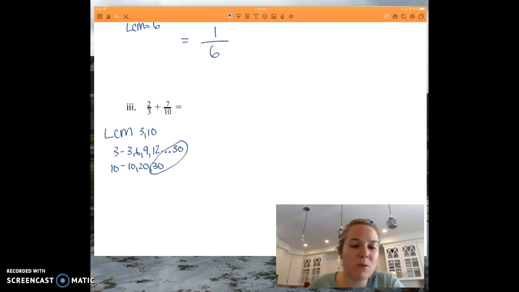You can work the other way around if it's too long to think this way. Start with your largest number and go through the multiples of your largest number and ask yourself, can you divide the smaller one into it? So I say 10. Can I divide 10 by 3? No, I can't. Can I divide 20 by 3? No, I can't. Can I divide 30 by 3? Yes, I can. That's my lowest common multiple. So I know we're going to get 2 fractions over 30.